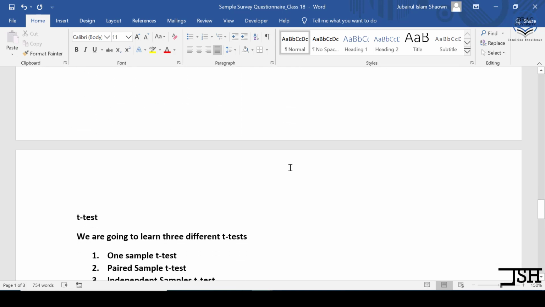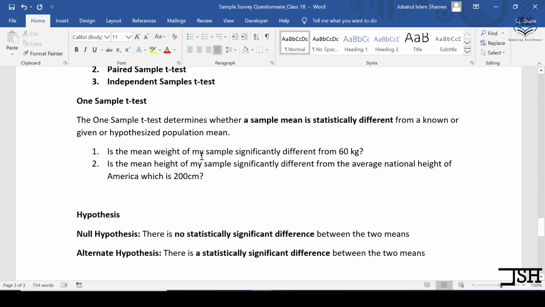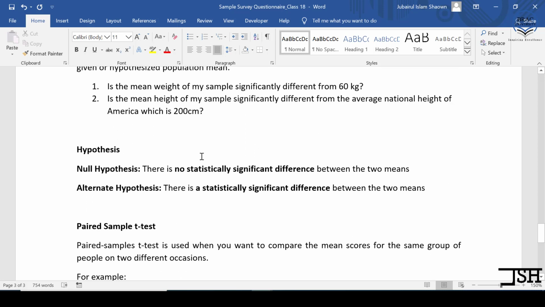Yes, here we discussed one sample t-test earlier. Now we are going to see what is a paired sample t-test. So what is this test? When is it used and why is it named paired sample t-test? Let's take a look at the definition first.